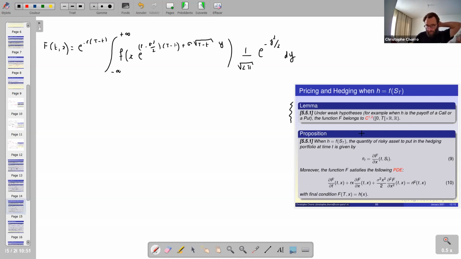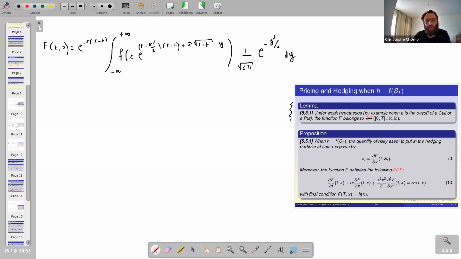So I say from Lemma 5.5.1 that this mapping is of class C1 on the open interval 0 to capital T. So for the first variable, that is the time, I am C1 on the interval 0 to capital T, open at capital T. And in the variable x, I am of class C2. I am twice differentiable, with the first and second derivatives continuous.